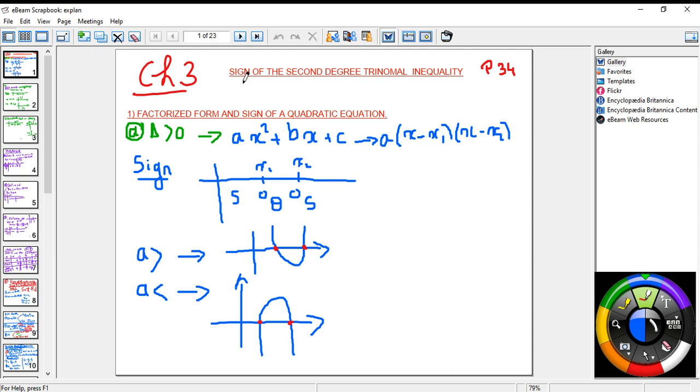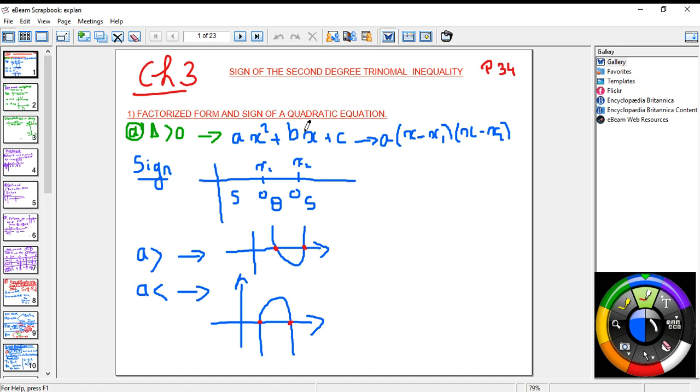So we're gonna start the new chapter, chapter 3. The title is Sign of the Second Degree Trinomial Inequality. It's page 34. We're gonna do just one part today, which is how to factorize and find the sign of a quadratic equation. Why did I mention the factorized?